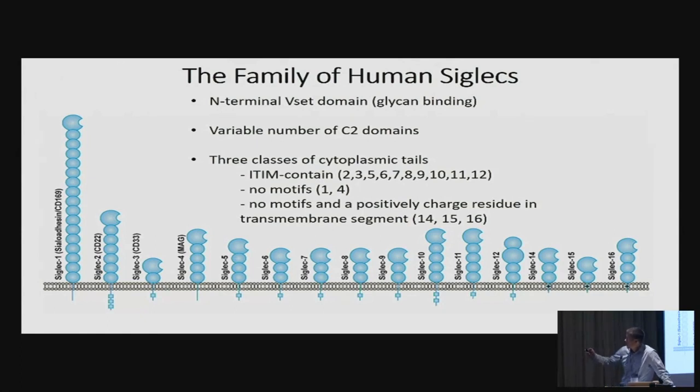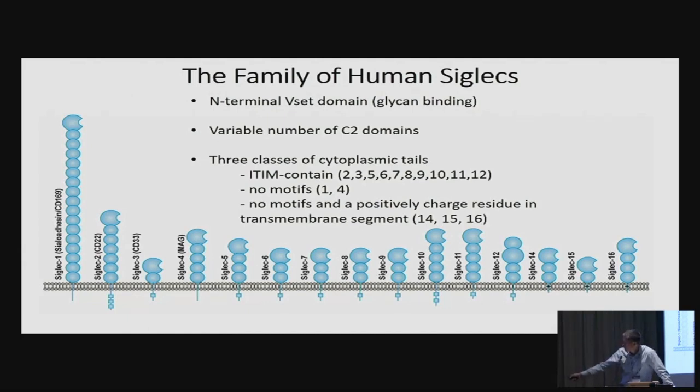Okay, so as I mentioned, they all have an N-terminal V-set domain, a glycan binding domain. What's really obvious from this slide is that they have a variable number of C2 domains that push them out a different amount from the cell surface. So the extreme examples are CD33 here, way down, and then Siglec-1 that's pushed way up and sort of outside the cloud of the glycocalyx.